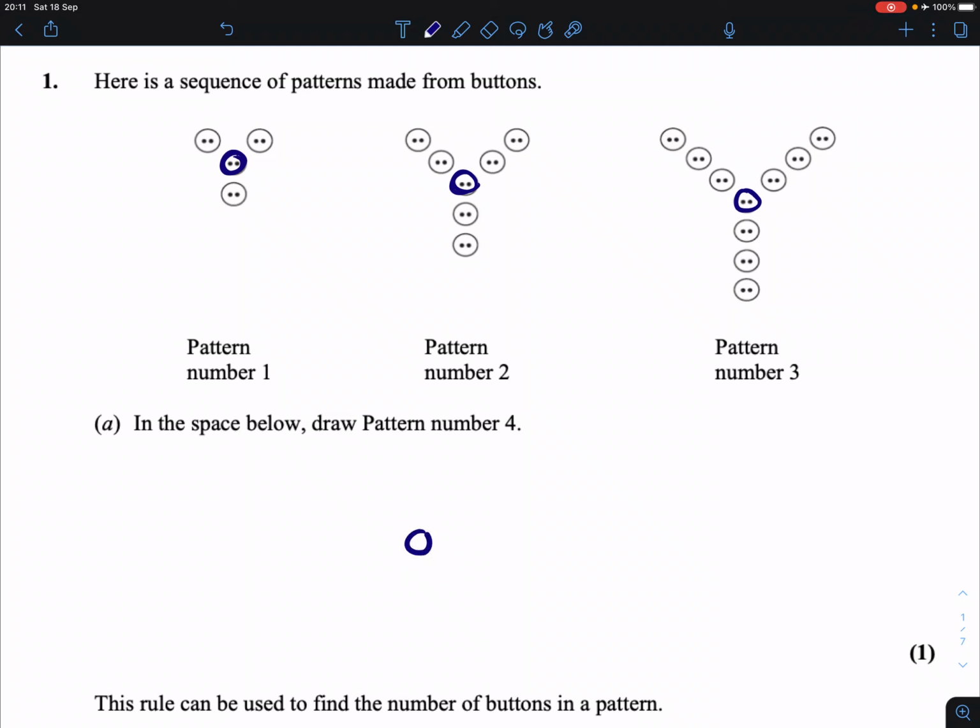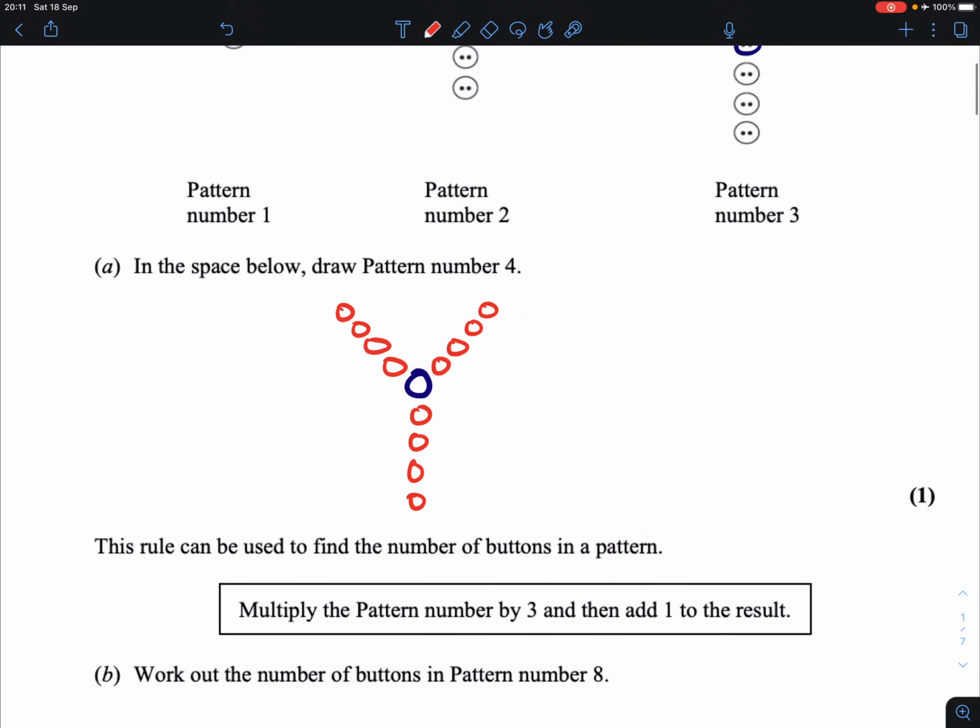So our pattern number 4 is going to have this central one. We're then going to have 4 buttons going above left, above right and below. You don't need this in colours, but hopefully that stands out more. That is our pattern number 4.